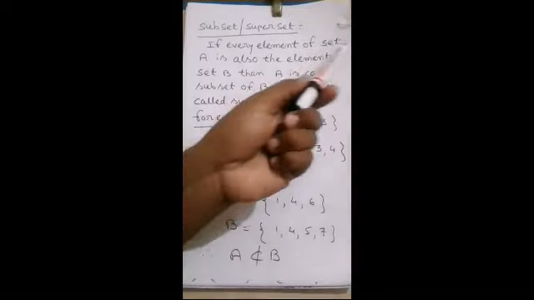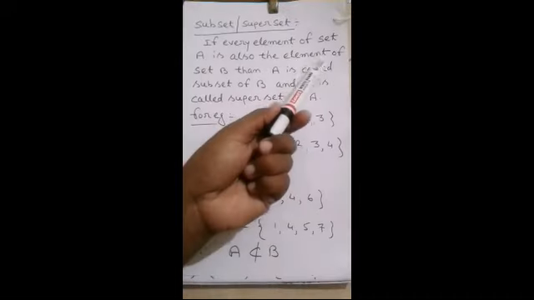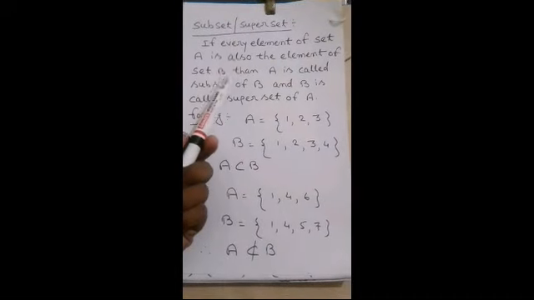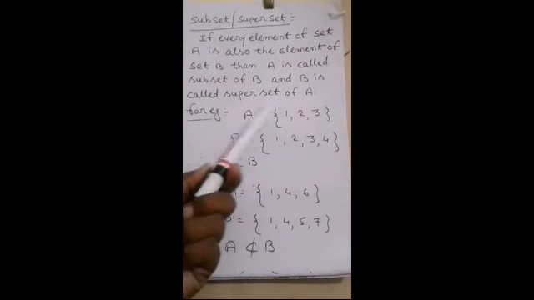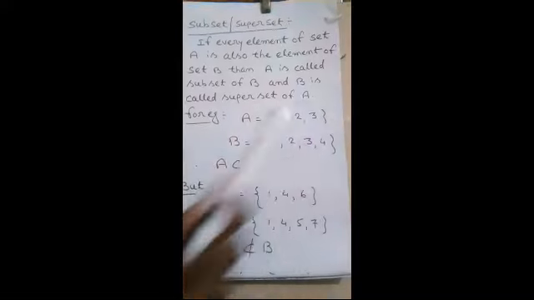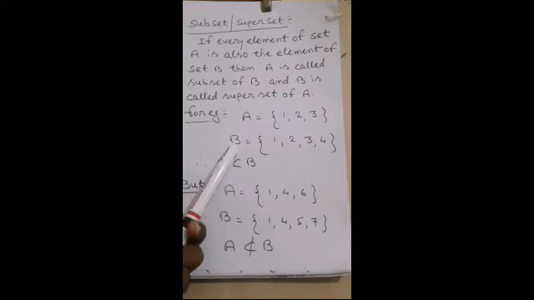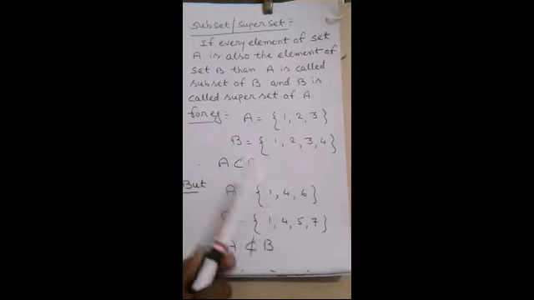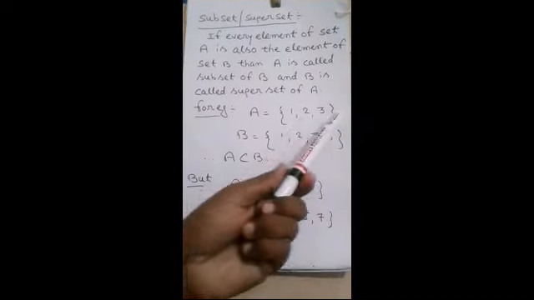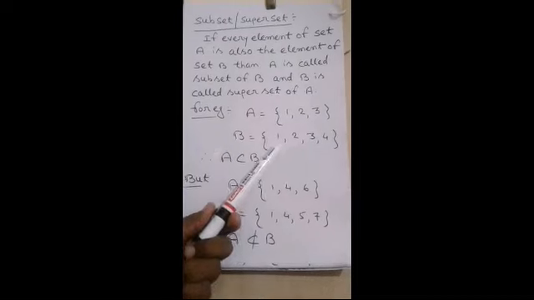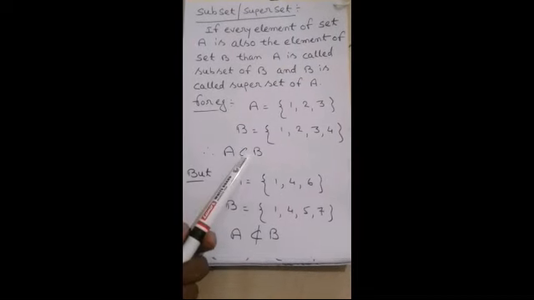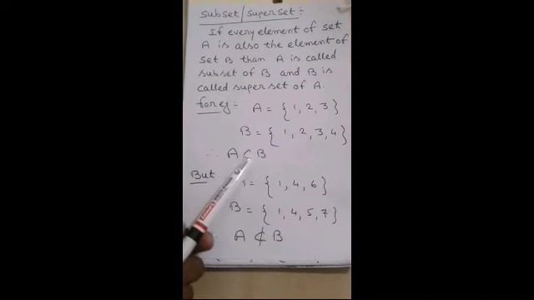If every element of set A is also an element of set B, then we say that A is a subset of B. Let us take one example. Here you can see the elements of set A are 1, 2, 3, whereas the elements of B are 1, 2, 3, 4. So we can observe that every element of set A, that is 1, 2, 3, is present in B. So we can say that A is a subset of B. This is the proper subset symbol.